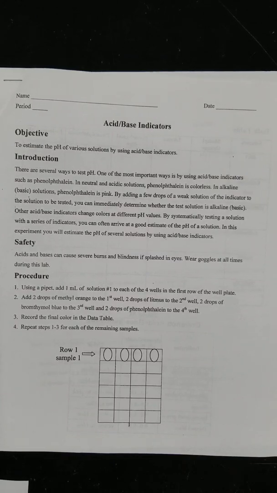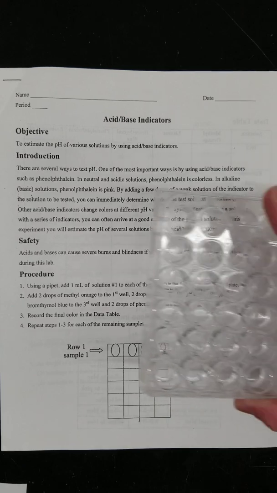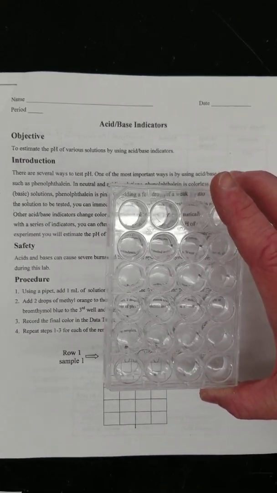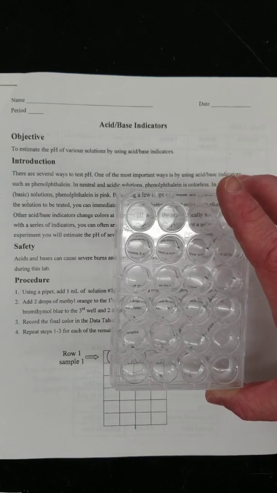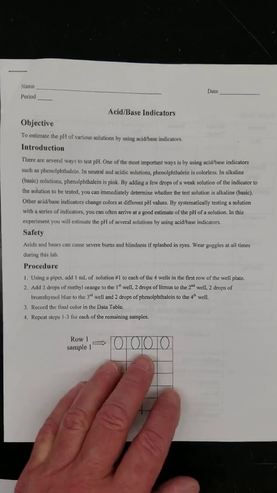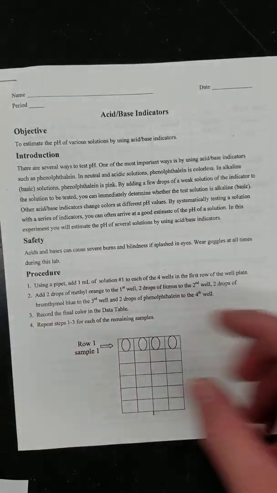Okay, so today we're going to do the acid-base indicator lab. For this particular lab, we're going to be using a well, and we're going to be filling it with various liquids, and we're going to be using the indicator to see what color they change to, to see if we can estimate the pH.